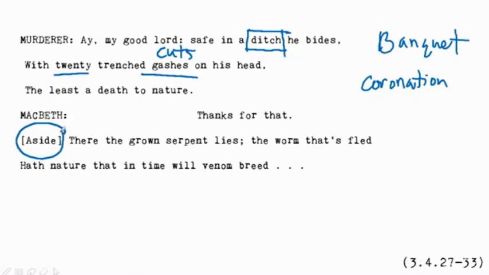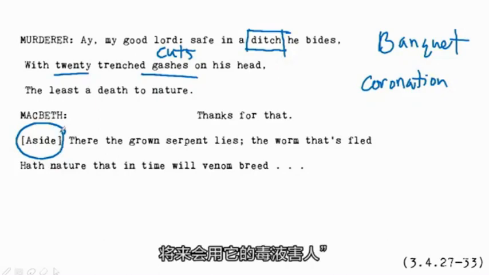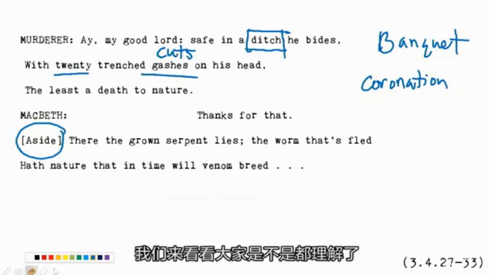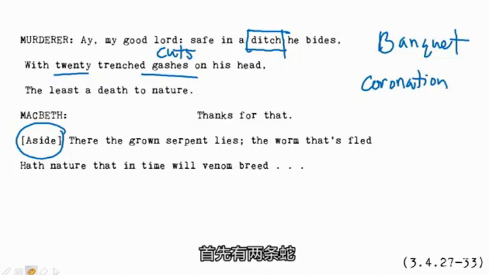He says, "There the grown serpent lies. The worm that's fled hath nature that in time will venom breed." Let's make sure we understand this. So there's kind of an image here. There's a metaphor here where he talks about two serpents.